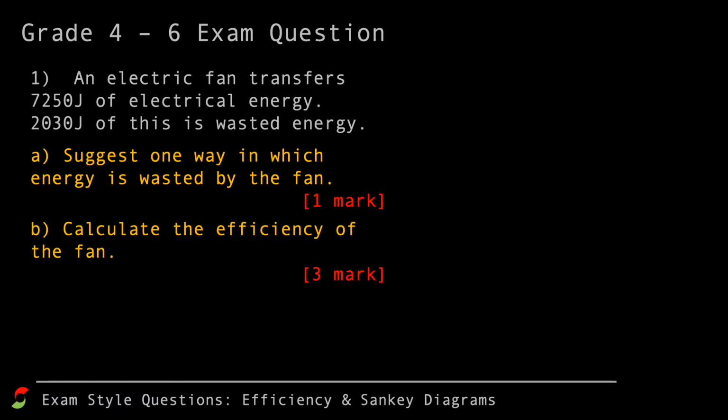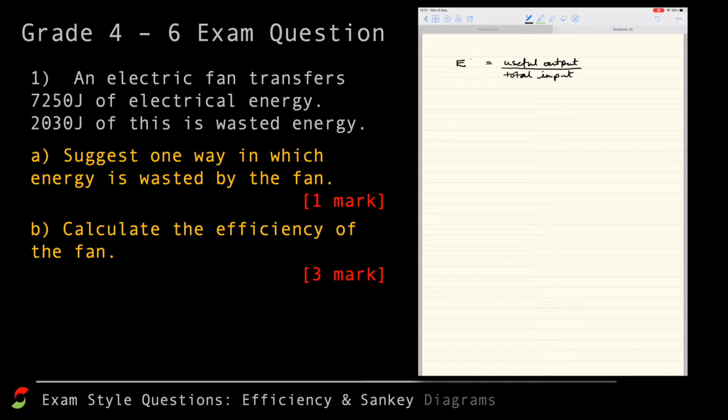So now we have part B, which is calculate the efficiency. So we need the efficiency equation, which we could write as a percentage equation as well. If we then try to identify all the numbers on there, we are given the total amount of energy. That's the 7,250 joules of electrical energy. If we look at the useful, we're not told the useful. And if we think about the wasted, we're told that the wasted is 2,030 joules.